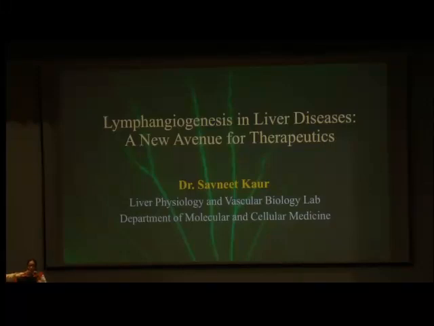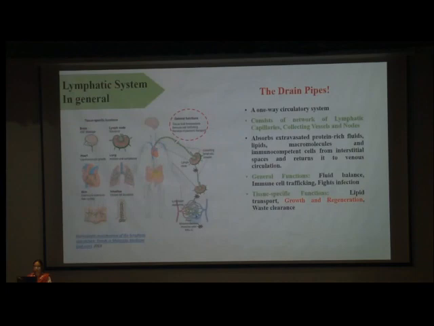So today I'll be talking about the role of lymphangiogenesis as a new avenue for therapeutics in liver diseases. And this will be the outline of my talk, where I'll cover lymphatics in general. Then I'll talk about lymphangiogenesis as a therapy, taking evidences from other diseases. And then the potential therapeutic role of lymphangiogenesis in liver disease. And here I'll cover lymphatics in the liver, in the brain, and finally in the gut.